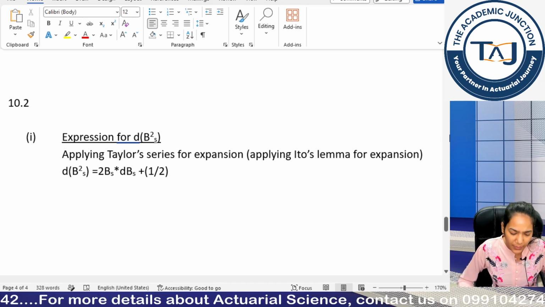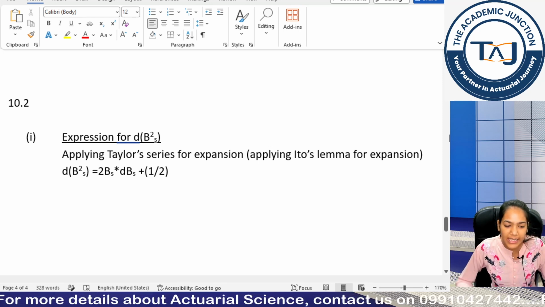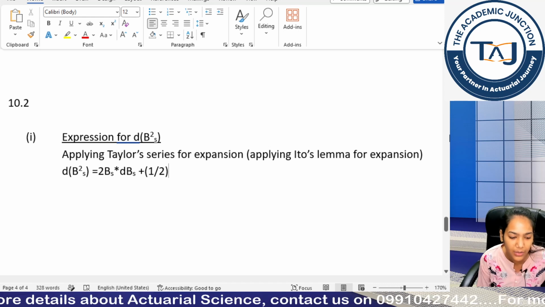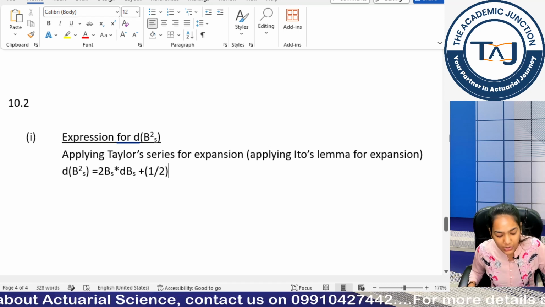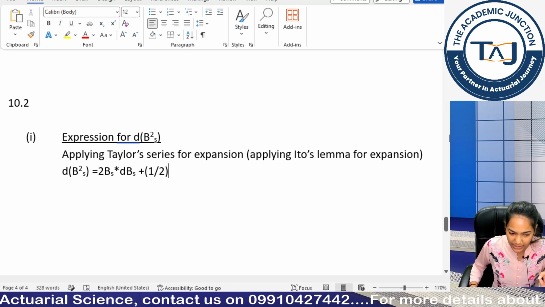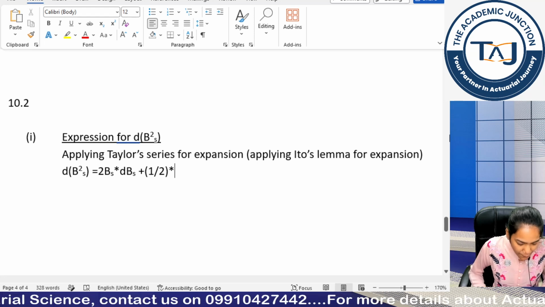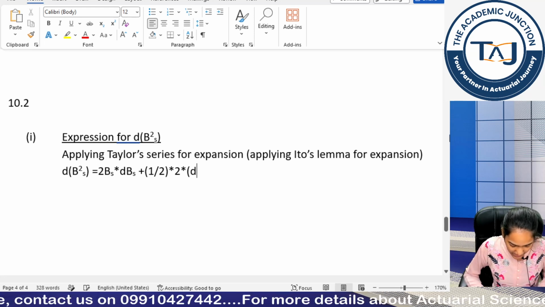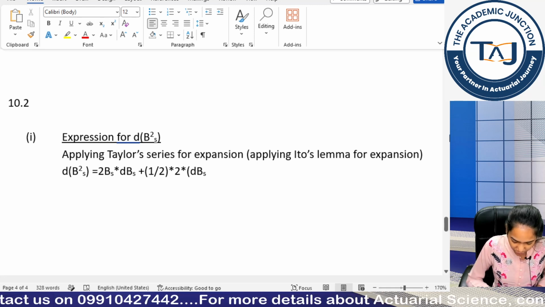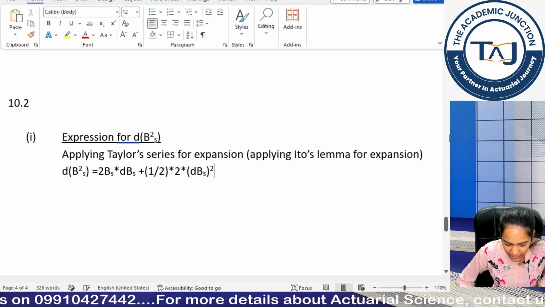So you can write 0.5 as well, but of course in the exam we are not only limited to 1 by 2, we can get 3 by 2, and it is not convenient to convert everything into decimals, right? So at that time use brackets for my fraction into 2 into dBS whole square. So dB control shift minus and control shift plus for the square.